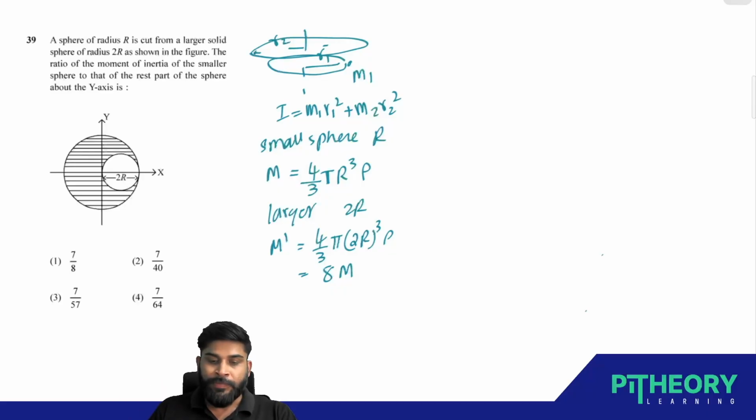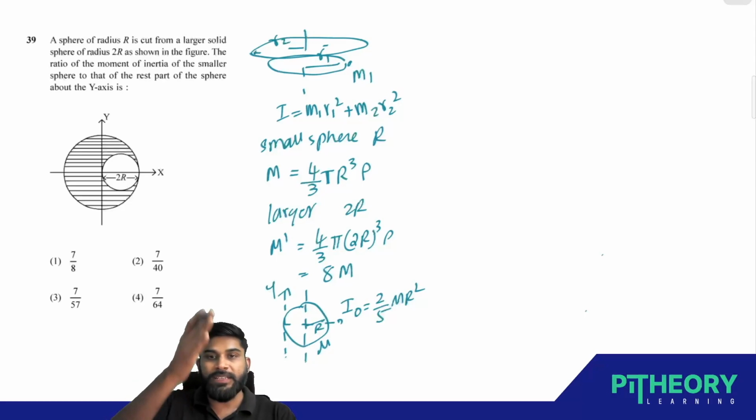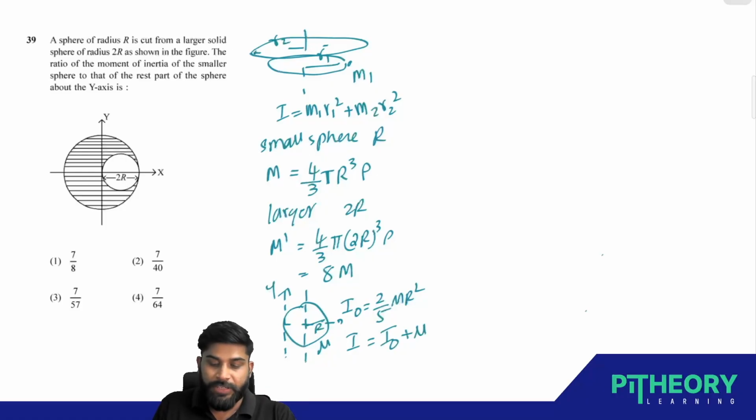Correct? Very simple. Now let's find the moment of inertia of this smaller sphere. We know that for a sphere, with respect to an axis passing through its center of mass, the moment of inertia is 2 by 5 m r square, where r is the radius and m is the mass. By applying the parallel axis theorem, I need the moment of inertia with respect to this y-axis, which comes as a tangent to the sphere. So apply the parallel axis theorem, which is I naught plus m times the separation between the two axes. The perpendicular distance between these two axes is also r only, so you'll be getting m r square.